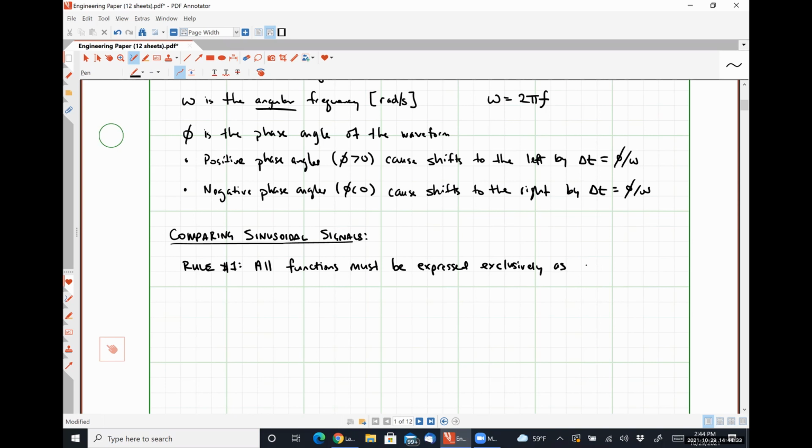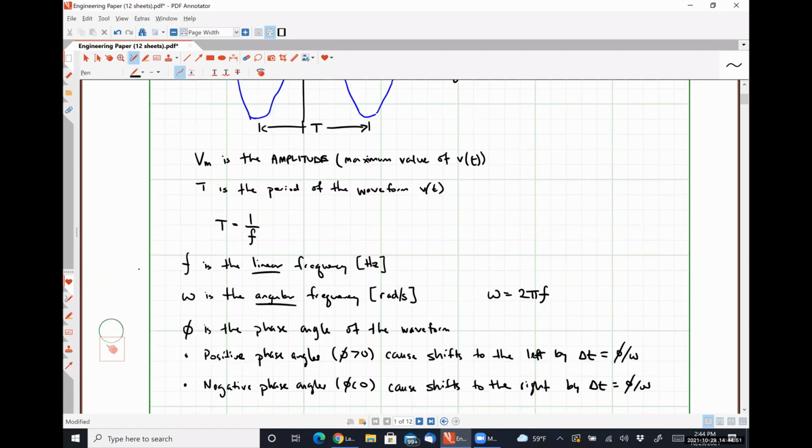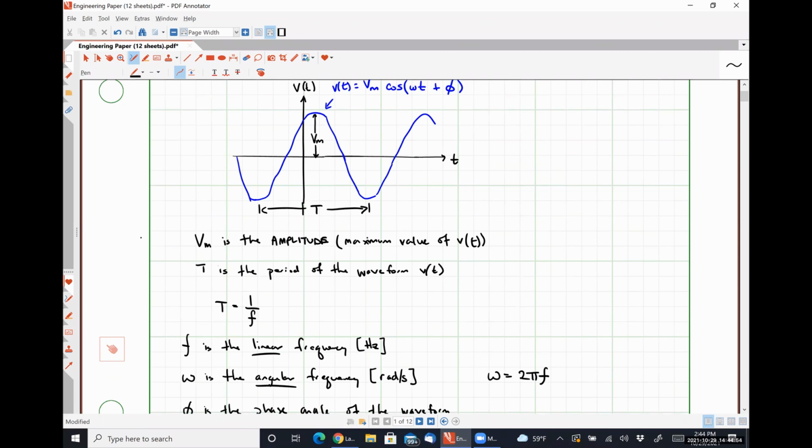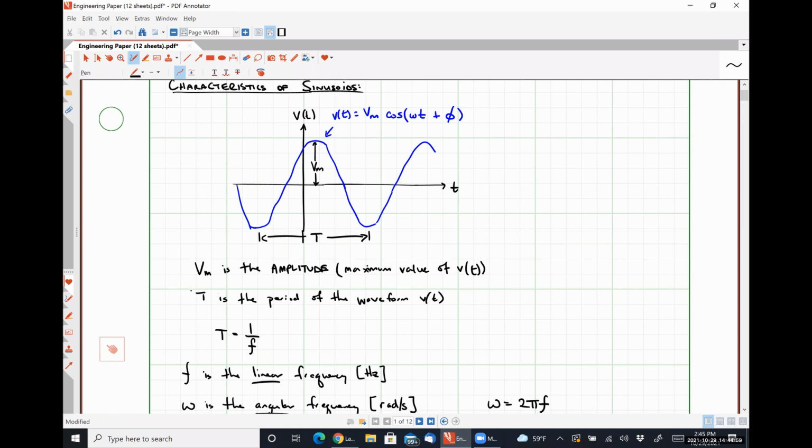exclusively as sine or cosine waveforms. All right. So let me explain what I mean by that by scrolling up here and taking a peek at this guy again, right? So I called this guy a cosine wave arbitrarily. I could express it as a sine wave by recognizing that a sine wave and a cosine wave are the same thing. They're just shifted by 90 degrees, okay?